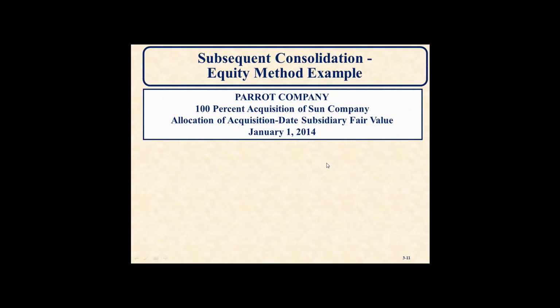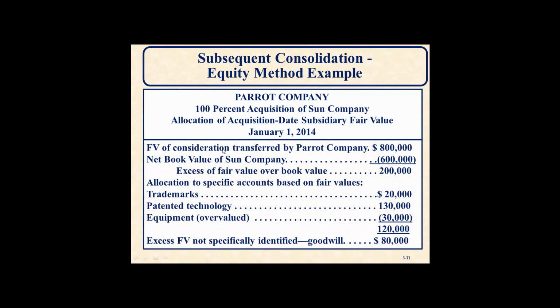So you would start on acquisition date, January 1, and record the fair market value of the consideration transferred, or the purchase price, $800,000, less the book value, which equals the excess over book value. You're going to allocate that to the specific differences in fair value: $20,000 was for trademarks, $130,000 for patented technology, and equipment was overvalued by $30,000. So that's $120,000, and the remaining is Goodwill.